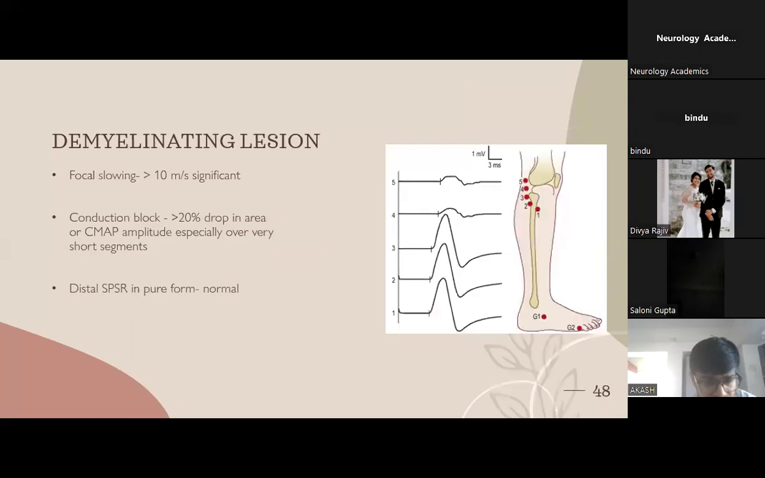In a demyelinating lesion, there will be focal slowing along with conduction block of more than 20%. We take a 50% drop in CMAP amplitude, especially over a very short segment. So below, at the level of the fibula and the lateral popliteal fossa, if there is a CMAP amplitude reduction, then we have to suspect a conduction block or a focal compression. In a demyelinating lesion, usually the sensory SNAPs will be normal. So the distal superficial sensory nerve SNAPs will be normal.